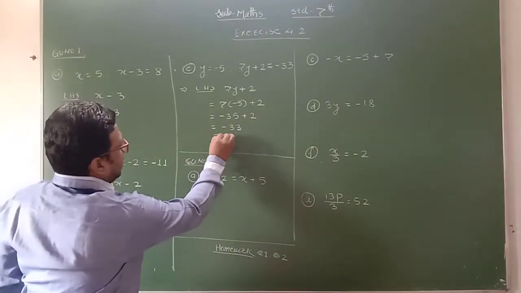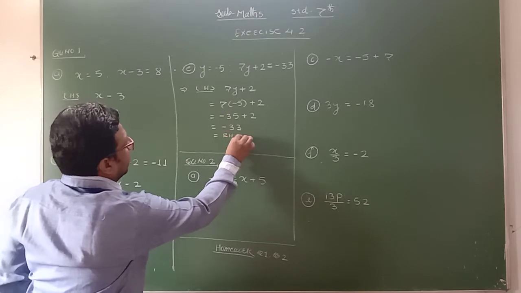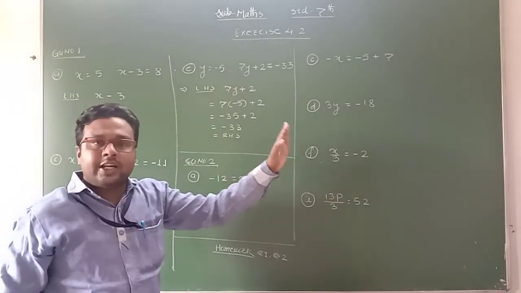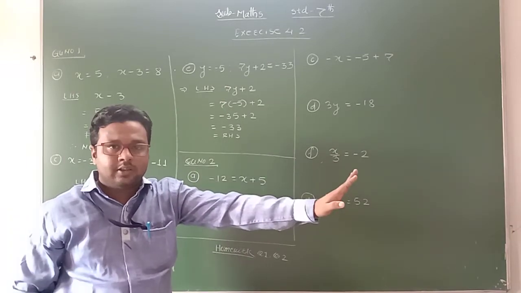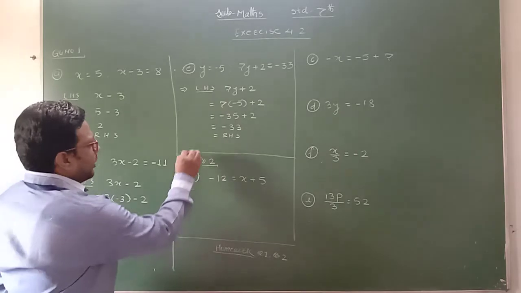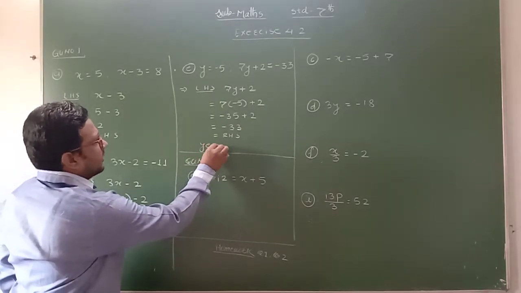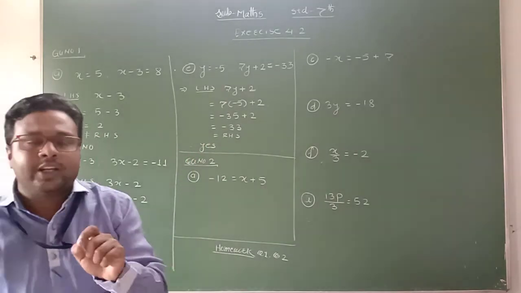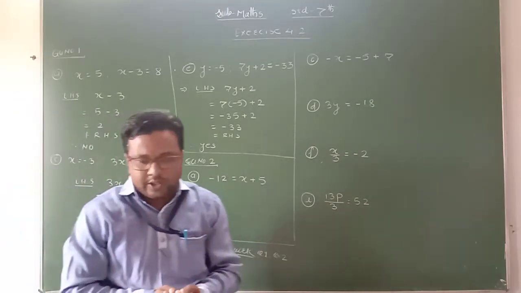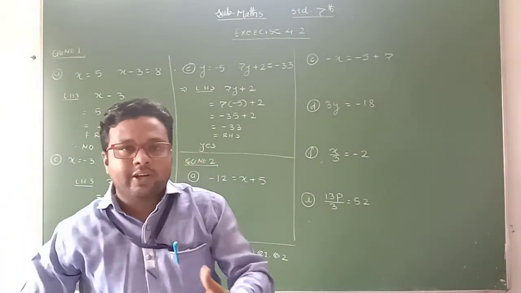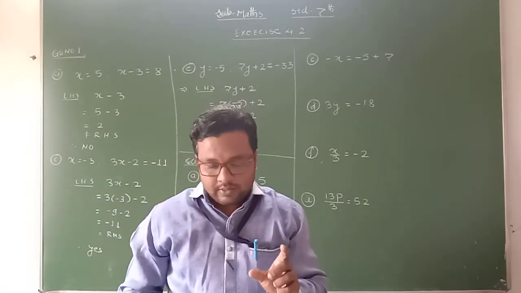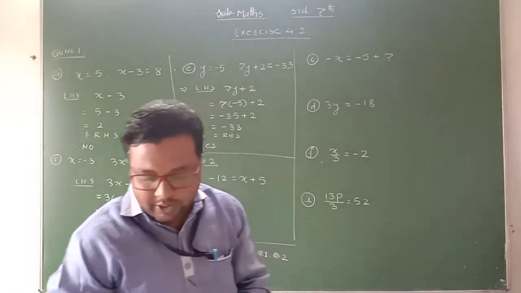This is equal to what? RHS. Therefore for the value of y is equal to minus 5, the left hand side is equal to the right hand side. Therefore y is the solution of the given equation. Therefore here we write simply yes, y is equal to minus 5 is the solution of the given equation. I hope student you understand how to check whether the given value of the variable is the solution of the given equation or not from question number 1.